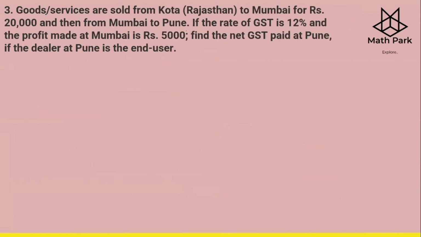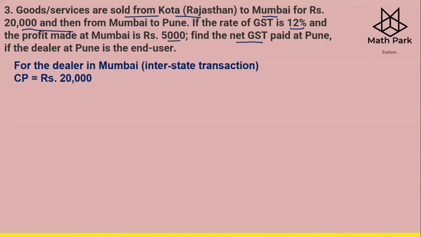Question number 3. Goods or services are sold from Kota, that is Rajasthan, to Mumbai for rupees 20,000. And then from Mumbai to Pune, if the rate of GST is 12% and the profit made at Mumbai is 5,000, find the net GST paid at Pune, if the dealer at Pune is the end user, the final user.